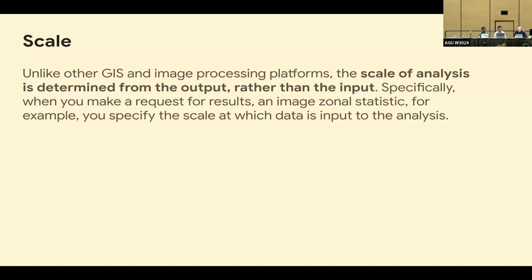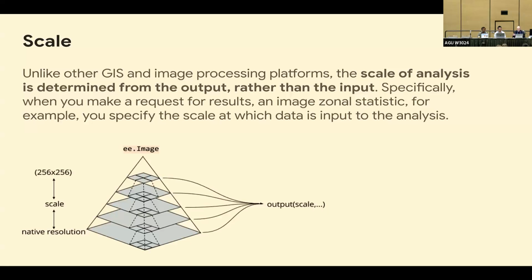But in Earth Engine, when we ingest the data, we create these pyramids. So if we ingest a Landsat image, its native resolution is 30 meters. So we have the raw original data, but then to make things really quick to visualize and process later, we also create additional layers, these pyramid layers at different scales, at larger scales. So there might be a scale at 90, 150, and so on.